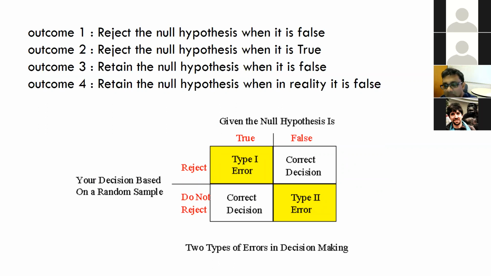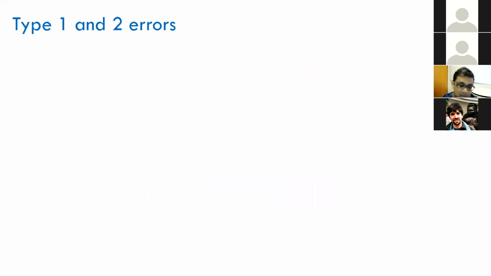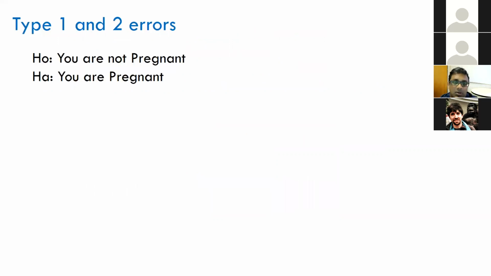If you reject the false one, it's a correct decision. If you do not reject the null when it is true, you made the correct decision. But if you do not reject the false one, you try to keep the false one, which is type 2 error. So these 2 are the main decision-making errors in hypothesis testing, and the 5% comes from these type 1 and type 2 errors.